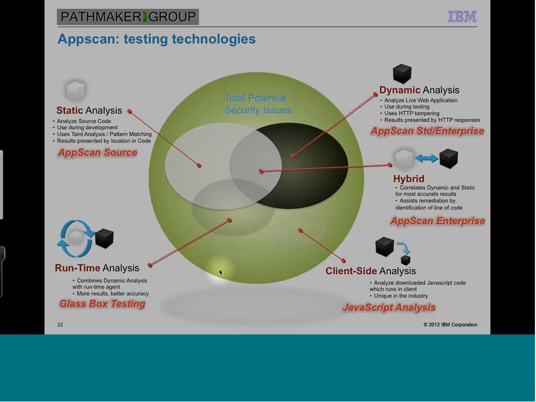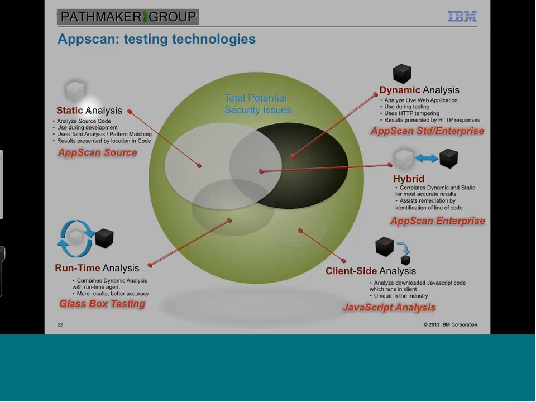First, we have static analysis. On the left-hand side, static analysis is, of course, all about source code analysis. We're trying to do a taint analysis to figure out where there are vulnerabilities within the actual source code itself. So we're scanning the code as opposed to a live website. The specific product that does this is AppScan Source.